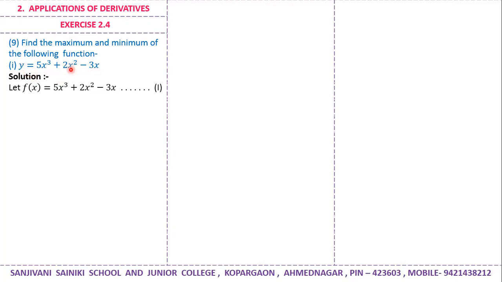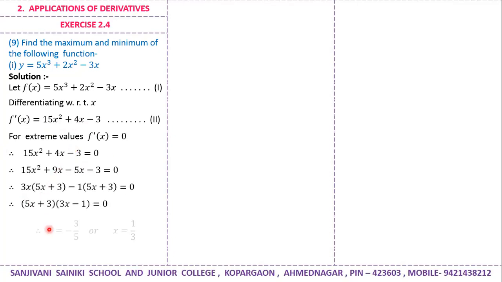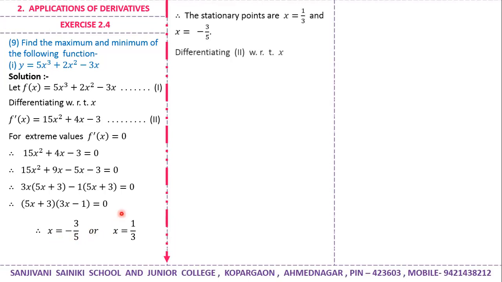As usual, take the given function and differentiate with respect to x, to find its derivative: 15x square plus 4x minus 3. For extreme values, our first condition is the first derivative must be equal to 0. Equate it to 0, then 15x square plus 4x minus 3 is equal to 0. Factorize it and find the roots of this quadratic equation. You will reach the step x is equal to minus 3 by 5 or x is equal to 1 upon 3. These are the roots, or one can say these are the stationary points, or the turning points of the function.